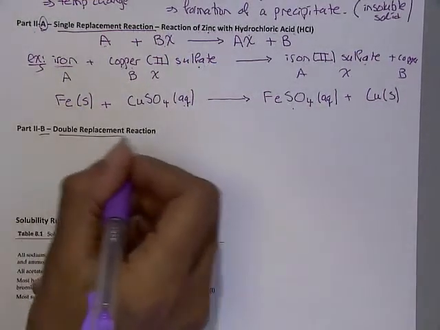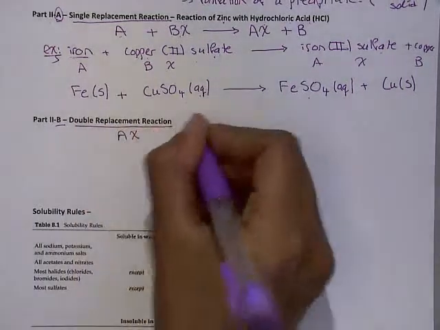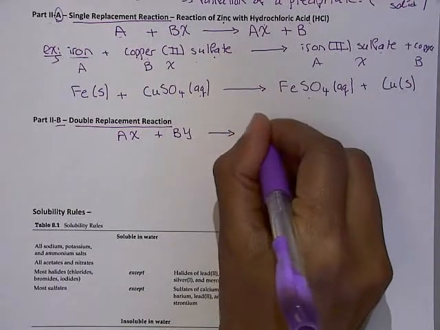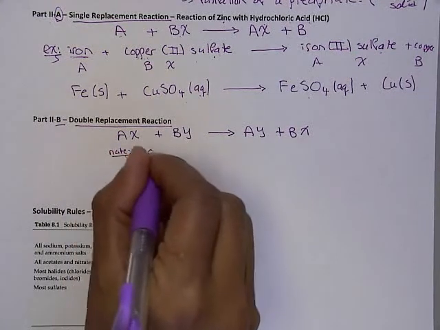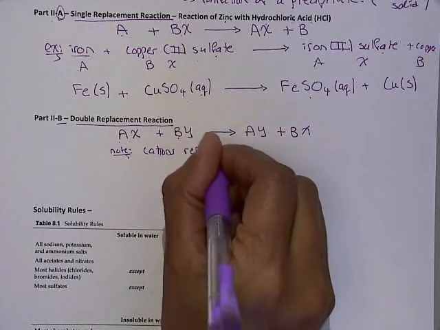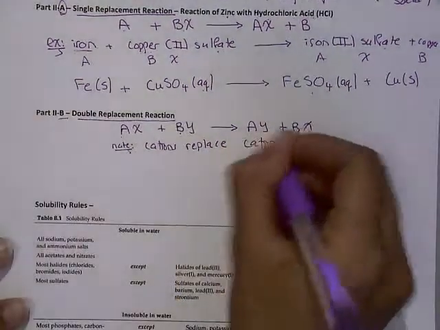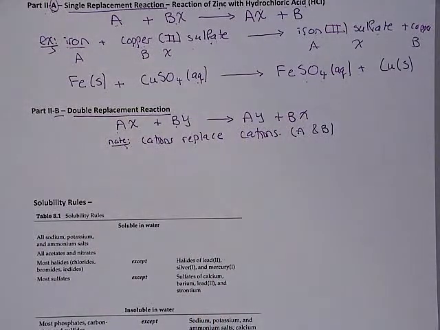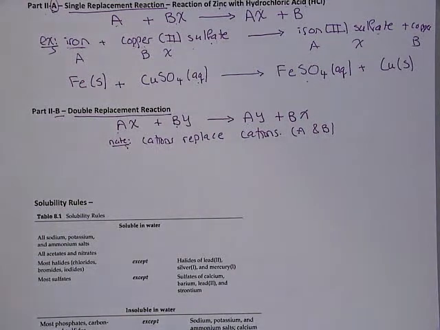All right, in part B, we're doing another type of chemical reaction called a double replacement reaction. So let's give the general formula. We have AX plus BY. This gives us AY plus BX. So again, note your cations here, which are your A and B. Cations replace cations. All right, so let's do an actual example. So my cations in this general formula were my A's and B's. And notice how your A's and B's swap here, or basically your X and Y's also can swap. So cations swap with cations, anions swap with anions.